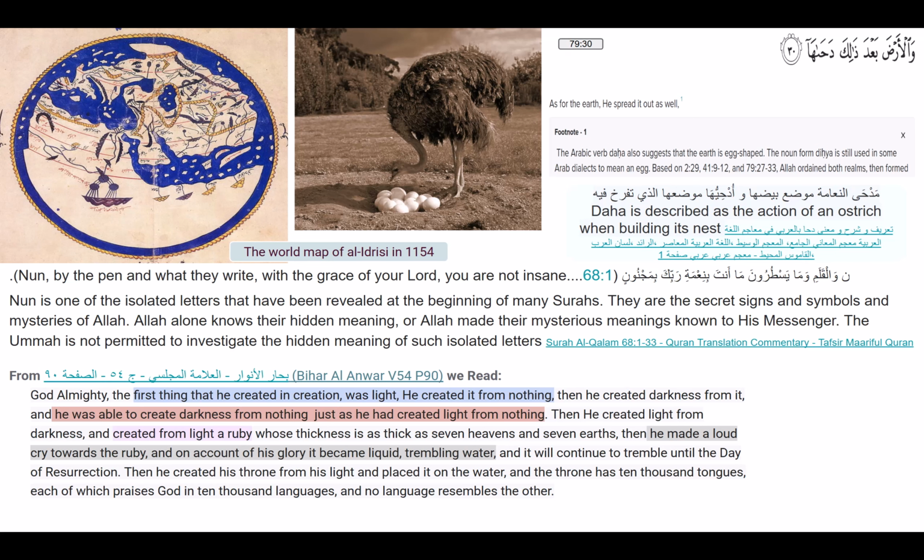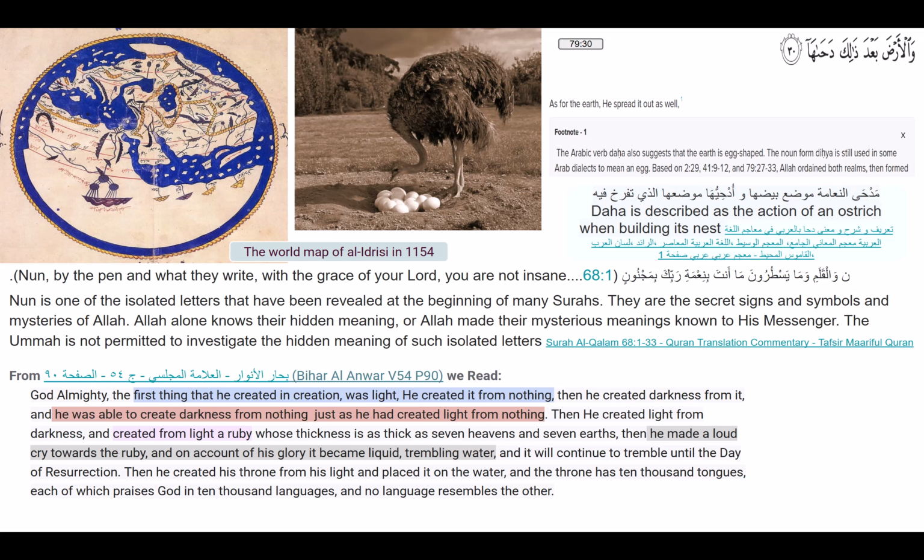What is Noon? Noon is one of the isolated letters that have been revealed at the beginning of many surahs. They are secret signs and symbols and mysteries of Allah. Allah alone knows their hidden meaning, or Allah made their mysterious meanings known to His Messenger. The Ummah is not permitted to investigate the hidden meaning of such isolated letters. Okay? Thank God we're not part of the Ummah and we are allowed to seek knowledge.